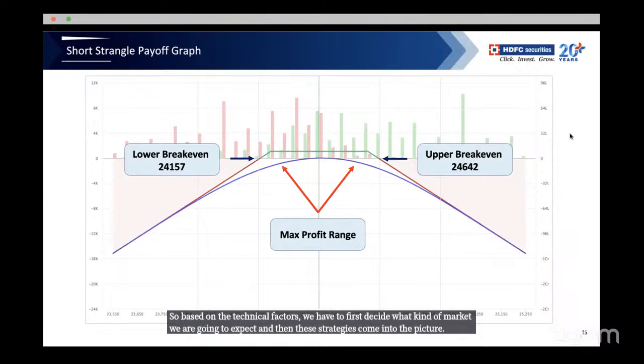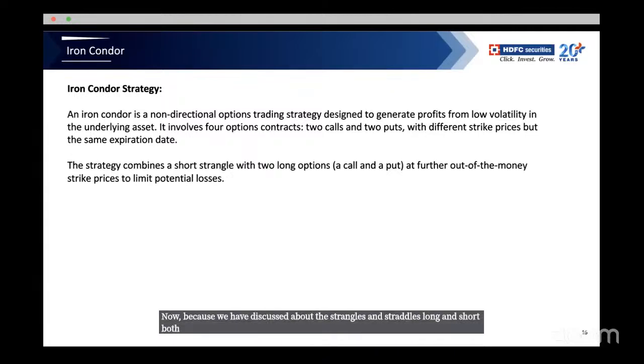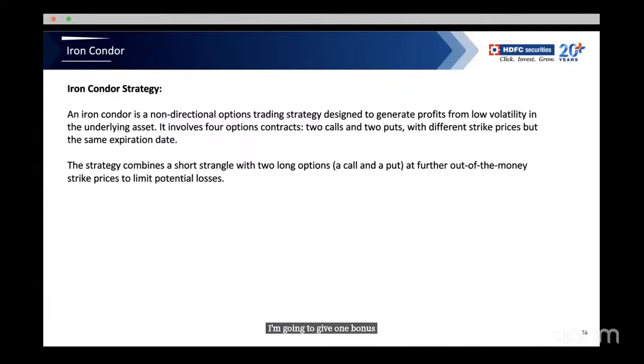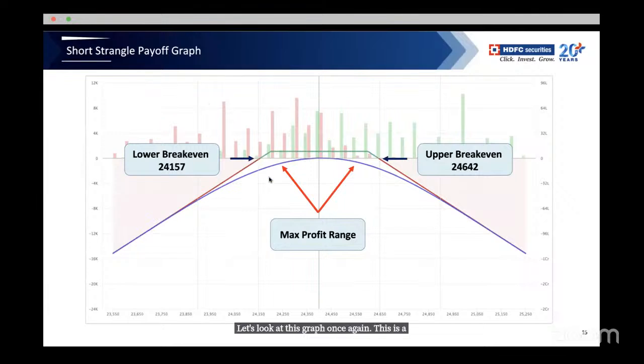Okay, now because we have discussed strangles and straddles, long and short both, I'm going to give one bonus strategy over here, that is iron condor. Okay, so let's look at this graph once again. This is a short strangle, right? In a short strangle, this part is very good, that we have a range for making profit. This is a comfortable factor.